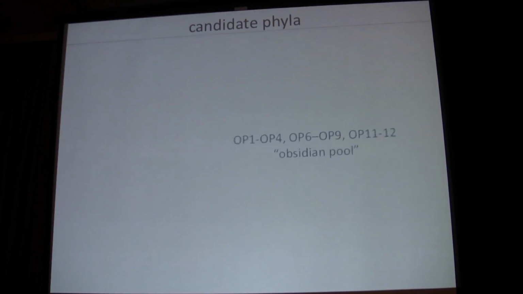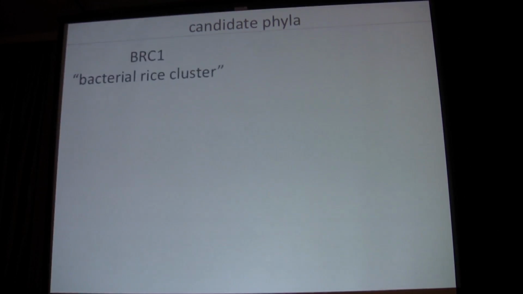So what are these candidate phyla? I just want to show you a few names. The OP divisions, obsidian pool divisions, are, for example, some that you may be familiar with. They were found by Phil Hugenholtz when he sampled the obsidian pool sediment. In fact, he found OP1 through OP12, which are 12 phyla in one sample, 12 new phyla.